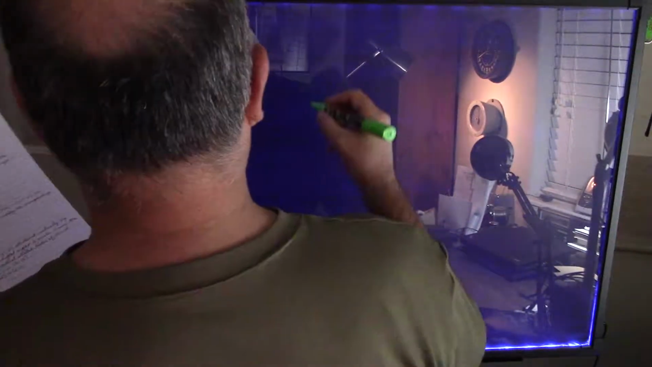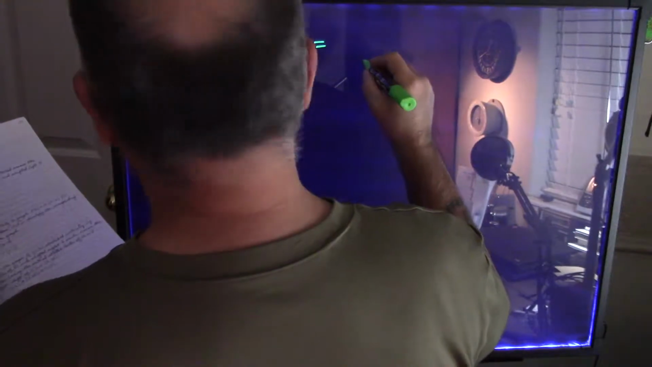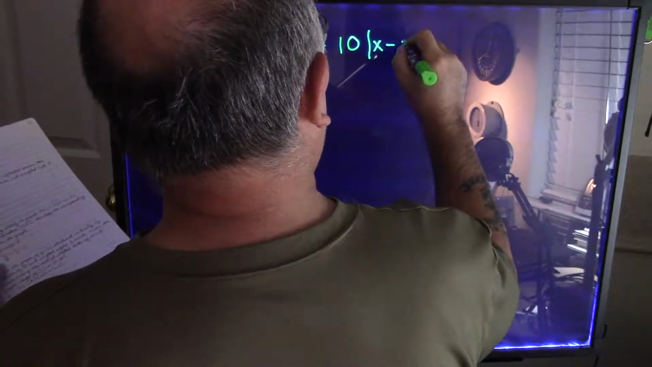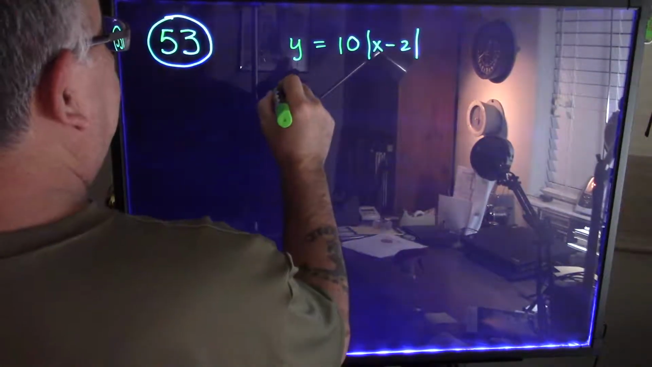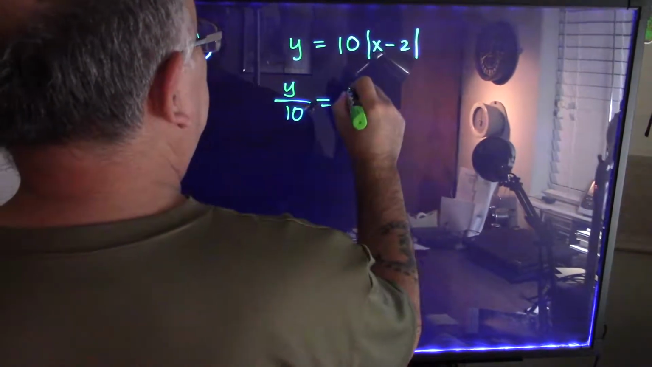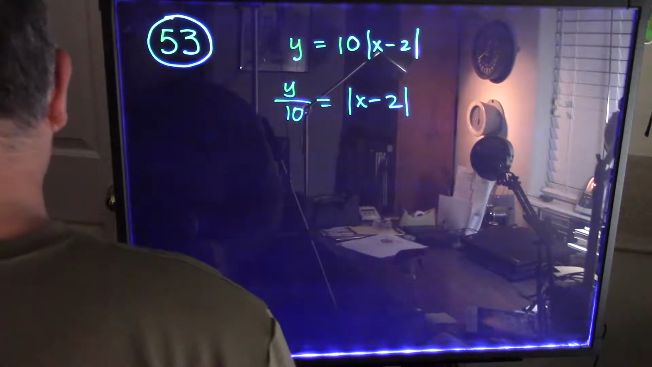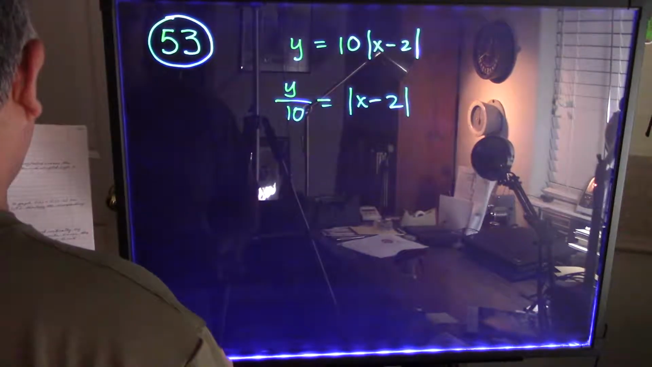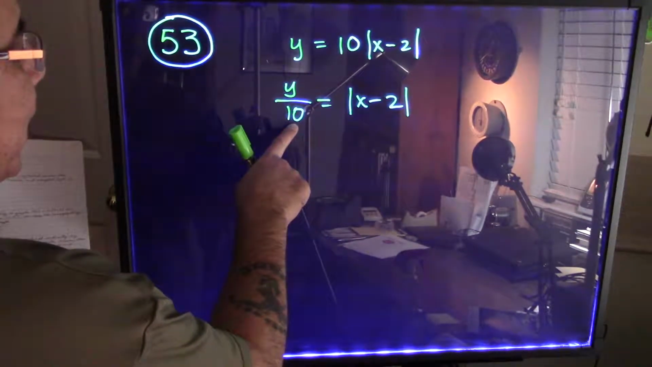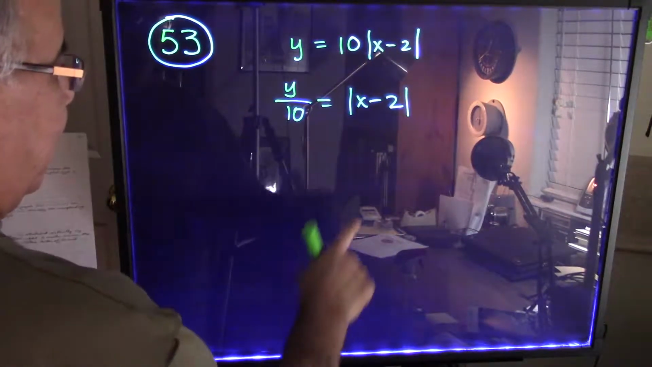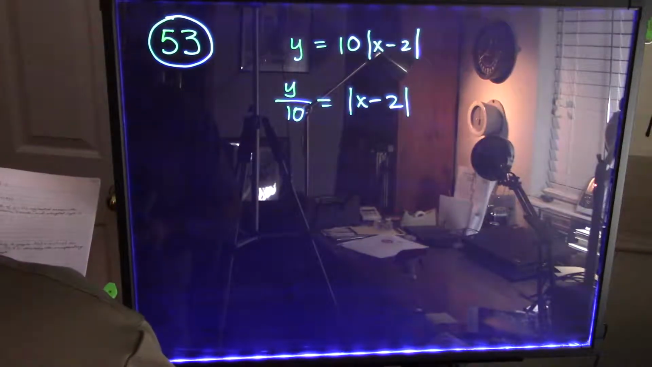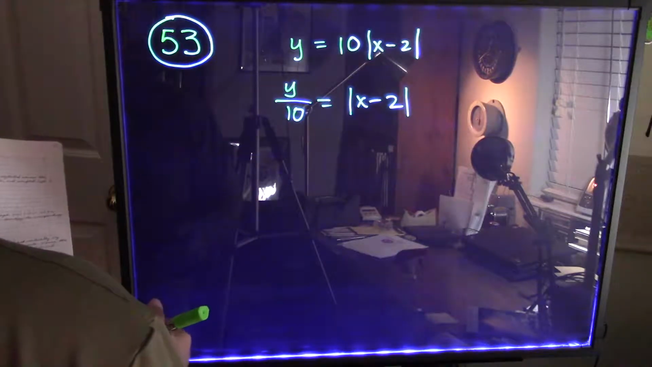Number 53. Use a graphing utility to graph f of x equals 10 times the absolute value of x minus 2 on the viewing window 0 to 4. Identify the corresponding range. Show the graph. So if we let y equal f of x, y equals 10 times the absolute value of x minus 2. Divide both sides by 10, so you get y over 10 equals absolute value of x minus 2. Alright, so this is y equals absolute value of x, but stretched vertically by a factor of 10, that's what that does, and shifted to the right 2 units, that's what that does there. And the range is going to be from 0 to 20.